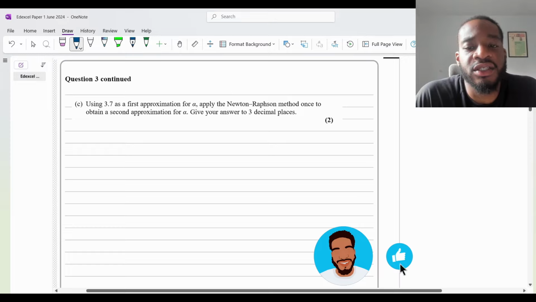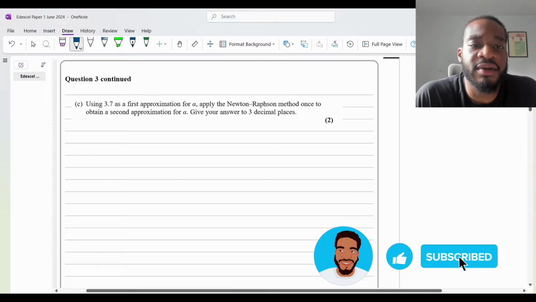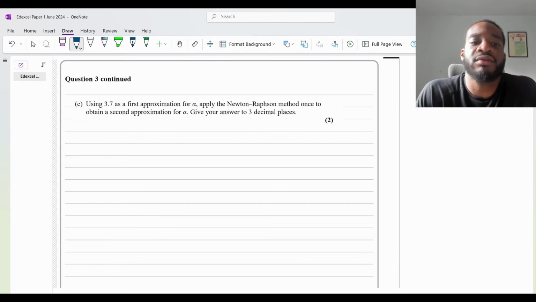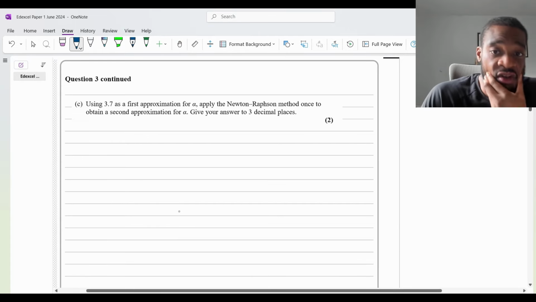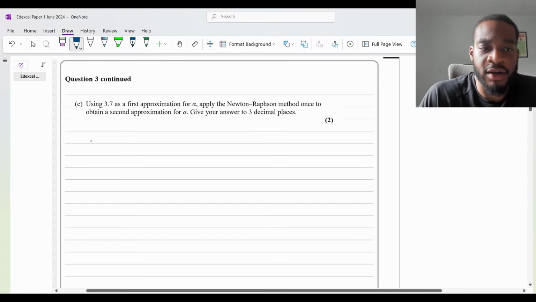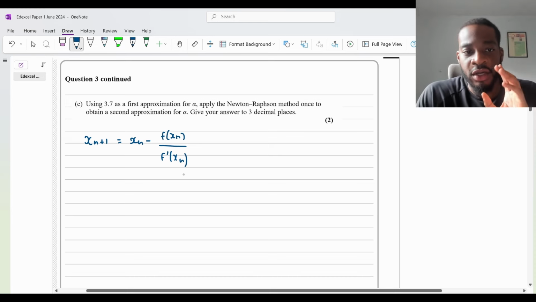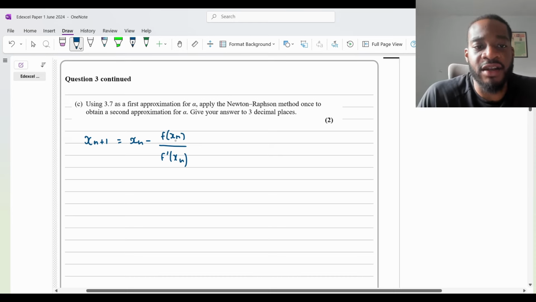Okay, so part C says, using 3.7 as a first approximation for alpha, apply the Newton-Raphson method once to obtain a second approximation for alpha. Give your answer to 3 decimal places, and this is a 2 marker. So remember, Newton-Raphson formula, it's in the formula book, is xn plus 1 is equal to xn minus f of xn over f dash of xn. So in our case, our starting value is 3.7. So I'm going to say x1 is equal to 3.7.